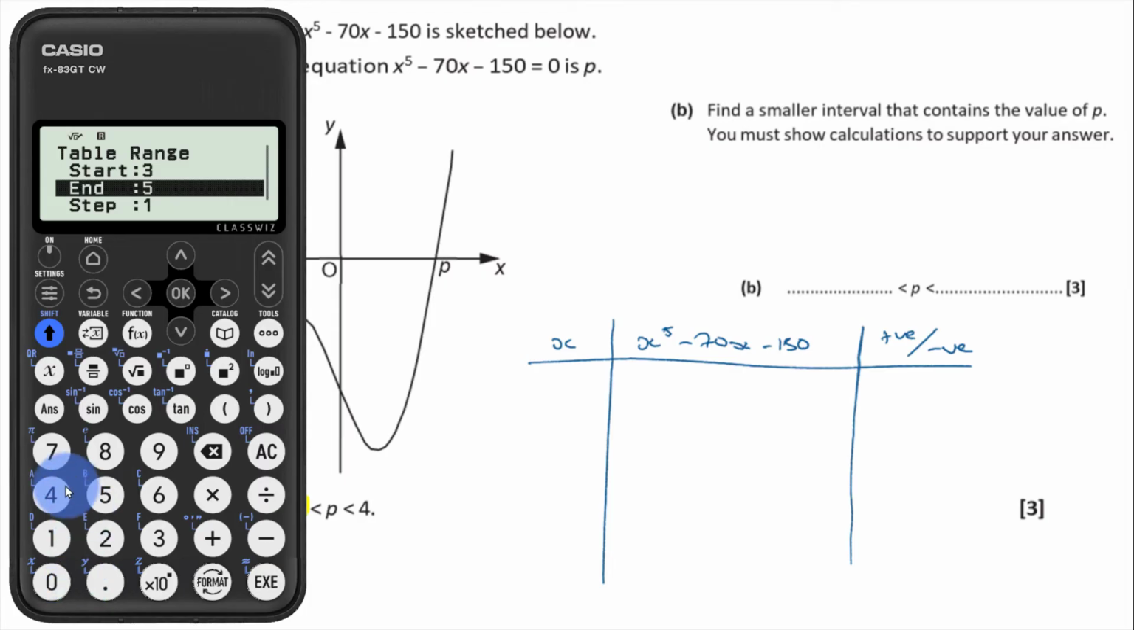I'm going to end at the upper value they gave me, which was 4. Now for the first part of the question I only need 3 and 4, but I know for the next part I need to go to a smaller interval. So I'm going to type in that the step is 0.1. So it will find all the values between 3 and 4, like 3.1, 3.2, 3.3, 3.4 and so on.